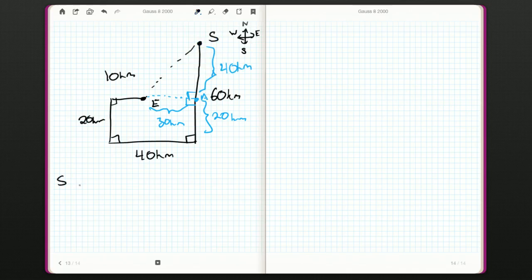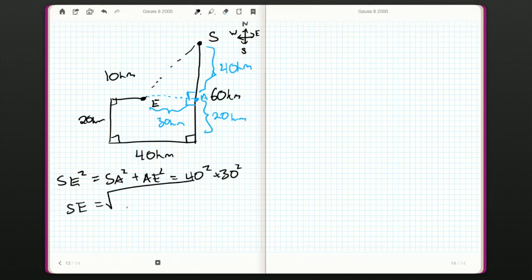We have a right angle triangle here, so SE squared, and that's the distance we want. We want SE. It's going to be SA, that's the 40 kilometers squared, plus AE squared, and that's 30 kilometers. So 40 squared plus 30 squared. So if I want just SE, I need to square root the whole thing. So square root of 40 squared plus 30 squared.